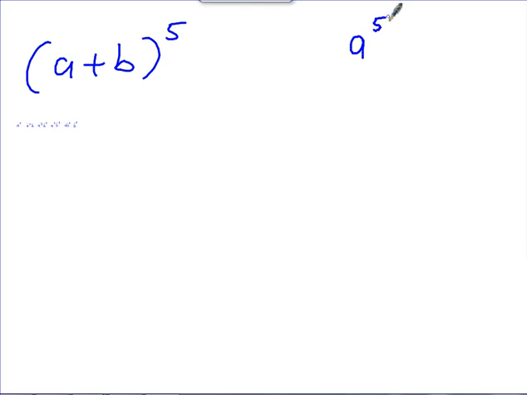You should stop the video now and think, what are the other terms that are going to be in my answer? So a to the power of 5 is one, a to the 4b is another. Stop the video now and think about what the other terms are going to look like.